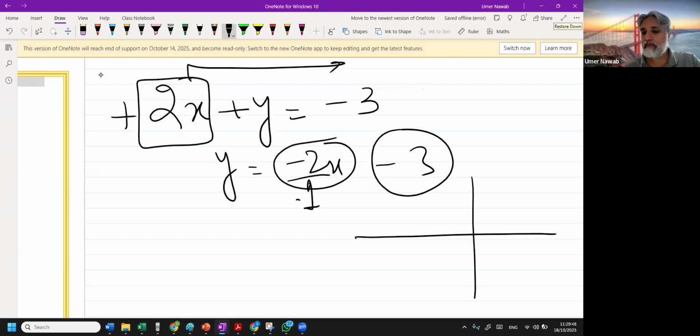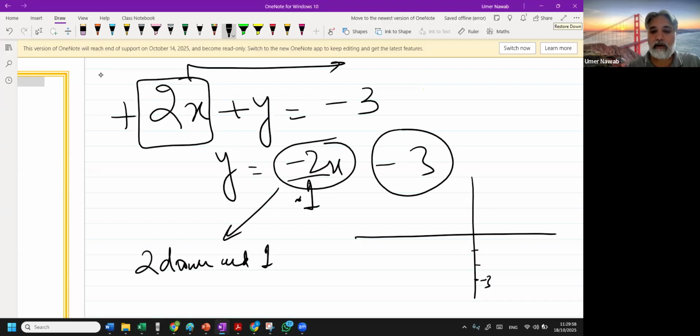So can I stand on -3? 1, 2, 3. So this is -3. I'm standing here. So -2 over 1 means 2 down and 1 right. So 2 down, I go from here, 2 down, and then 1 right. So you draw this line, which is the sketch of 2x plus y is equal to -3.